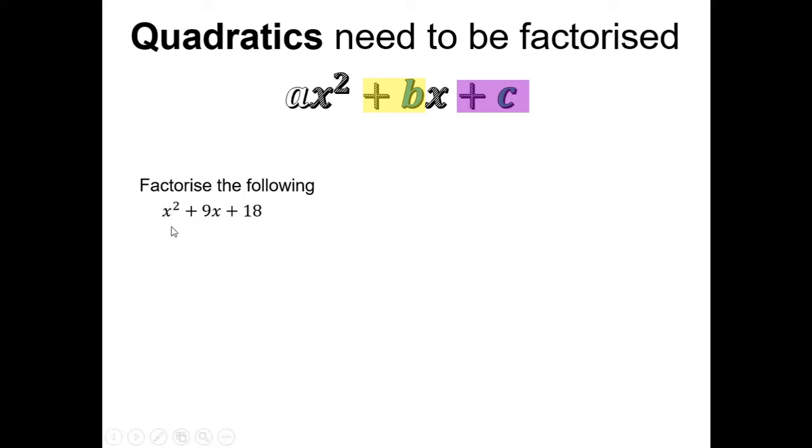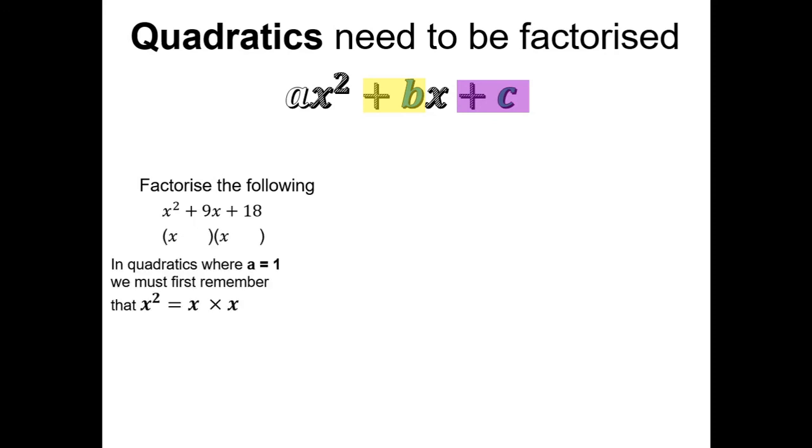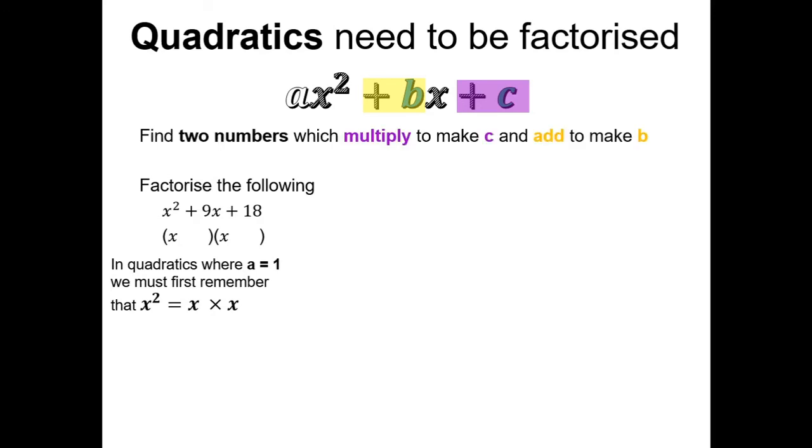Here's a quadratic. I've got an x squared term, an x term, and a number term. And I want to write that in the format of a bracket times a bracket. First thing to remember, what's going to make this easy for us, is that a is equal to 1 here. There is no number in front of that x squared. And I know that x squared is the same thing as x times x. So I start with my brackets. X in one bracket, x in another bracket. Right, now we need to think about our numbers. The numbers that go in these brackets with these x's need to be two numbers which multiply to make c. C is our last number, that's the 18, the one that's on its own, and add to make b. B is our middle number that goes along with the x.